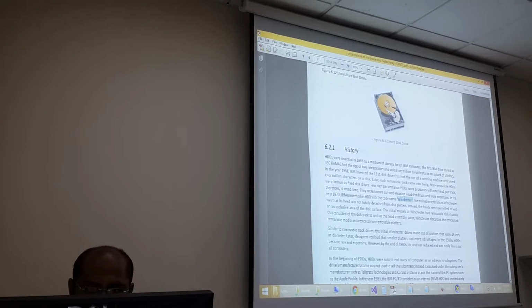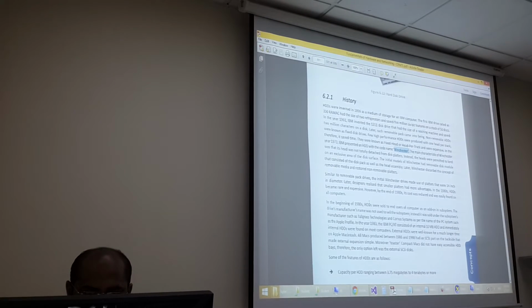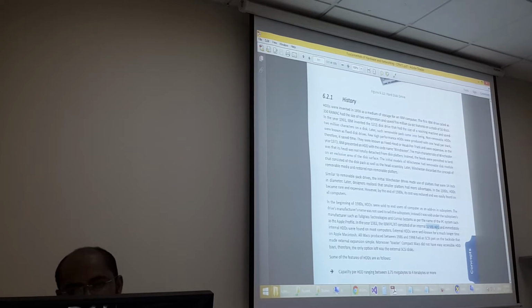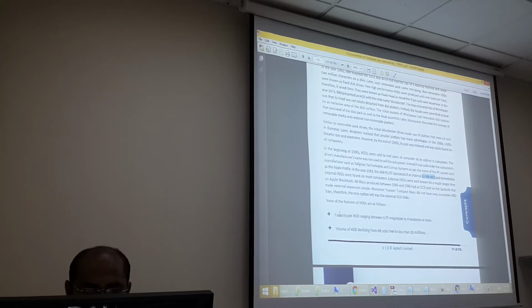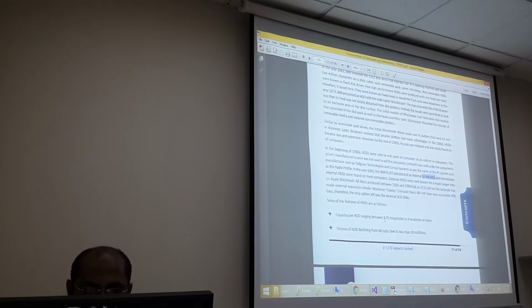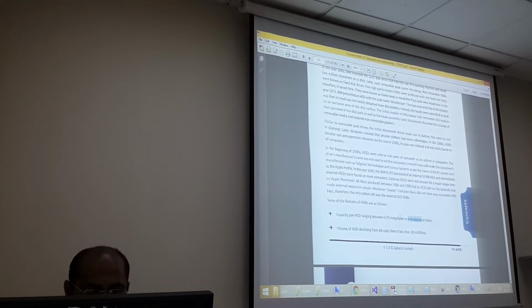So there are different companies. Winchester, in the 1980s. It was 10 MB at that time, named in 1983. 10 MB is big data. The whole hard disk can store only 10 megabytes. Wow, that's back in the day. Capacity per HDD now can go up to 4 terabytes.